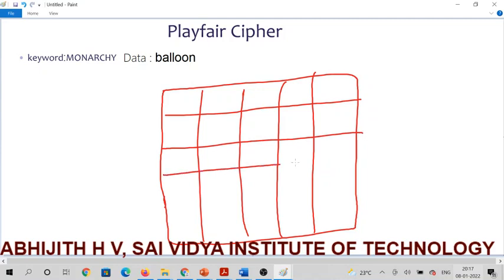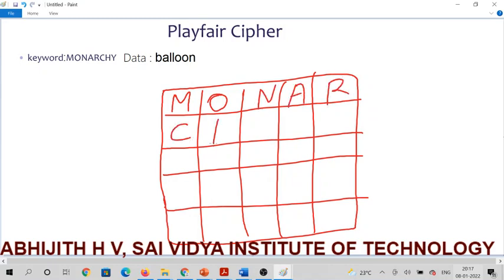So, 5 rows, 5 columns. The given key is monarchy. So I will fill in this monarchy. First I will fill the 5 cross 5 matrix with the keyword given. Now what I will do is fill the remaining boxes in the 5 cross 5 matrix with the remaining alphabets.